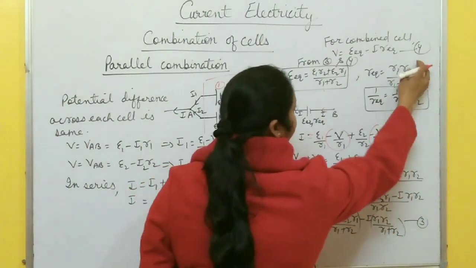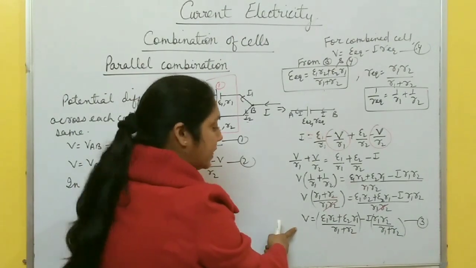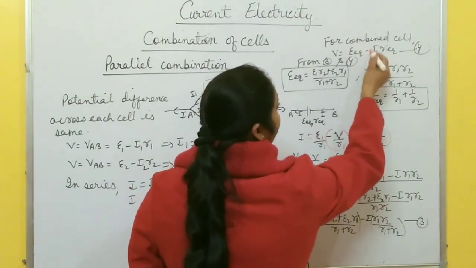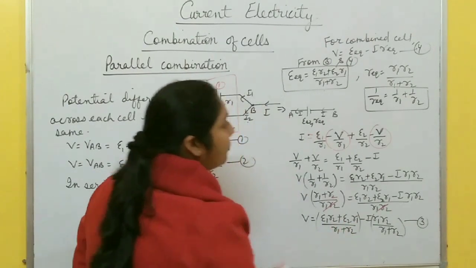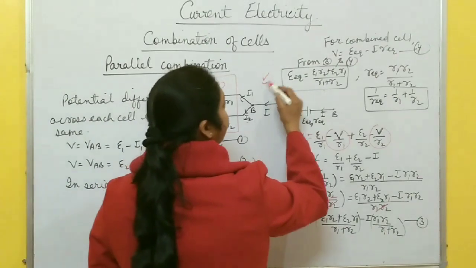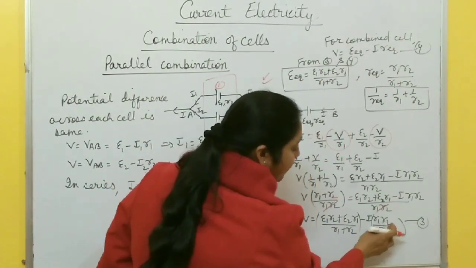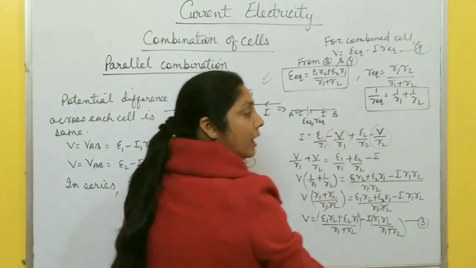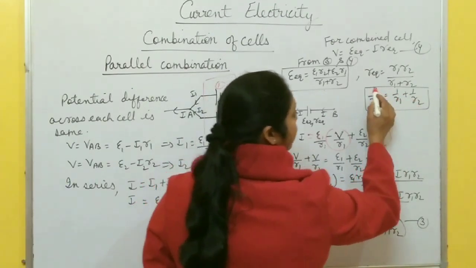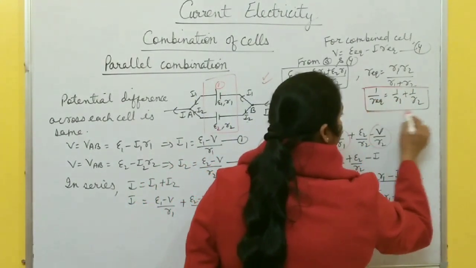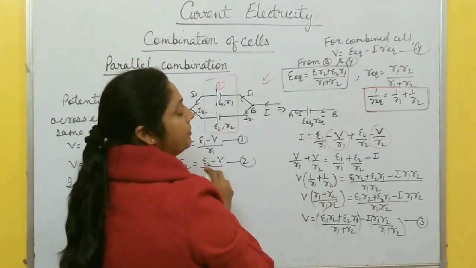Now from 3 and 4 you compare these two equations. On the left side both are V, the potential difference across AB. So this E equivalent is equal to what? E1 R2 plus E2 R1 by R1 plus R2. So you get E equivalent equal to this. And I R equivalent is what? R1 R2 by R1 plus R2. You can also write it this way: 1 by R equivalent equals 1 by R1 plus 1 by R2. So these are the equivalent resistance and EMF in the case of parallel combination.